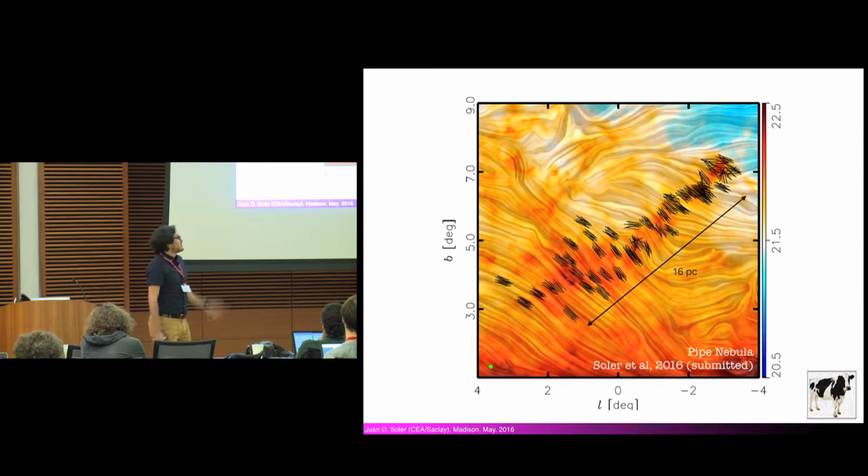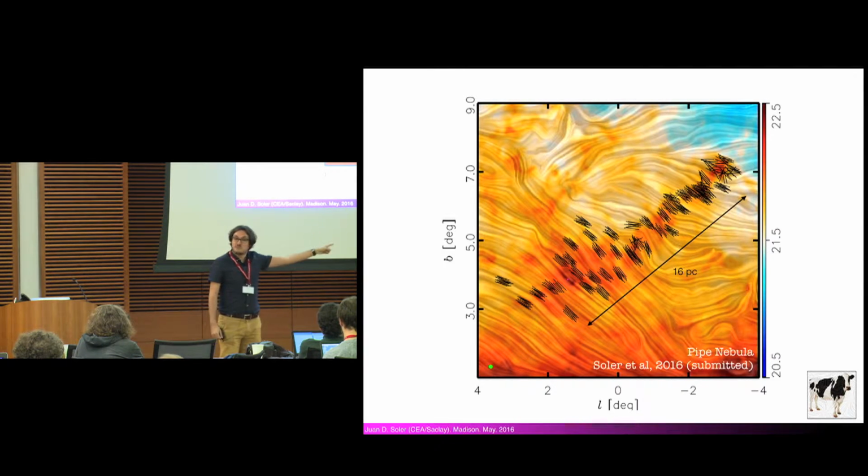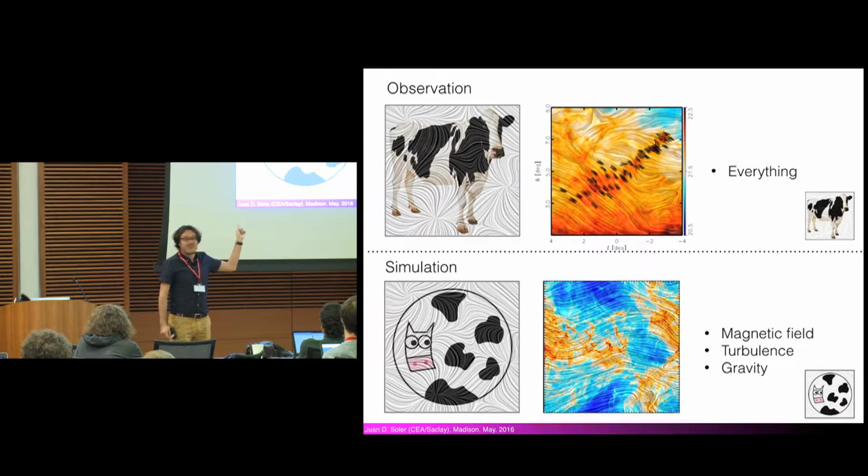Okay? So why does this guy have a cow in his presentation? Well, I'm going to be comparing simulations and observations. So if you're the kind of person that gets a little bit nervous when you start seeing pretty images from simulations and observations, just look at the lower right part of the screen, and if there's a round cow, it means it's simulations. And if you see a real cow, that means it's observation, okay? So if you feel lost, you just look at the lower part of the screen, okay?